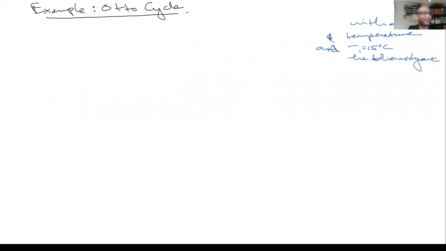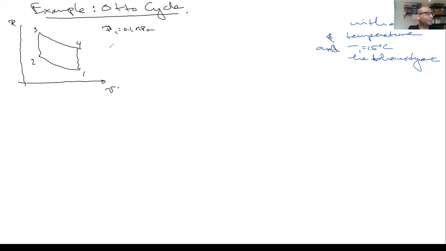Okay. So in engineering speak, if an engineer is talking to me about, oh yeah, we have an engine, it runs on an Otto cycle. Look, I'm just going to start drawing this. It's an Otto cycle. It's spark ignited. 1, 2, 3, 4. This is my PV diagram. And when it compresses, it's 0.1 megapascal. And T1 is 15 degrees Celsius. And its compression ratio is 10, like this.